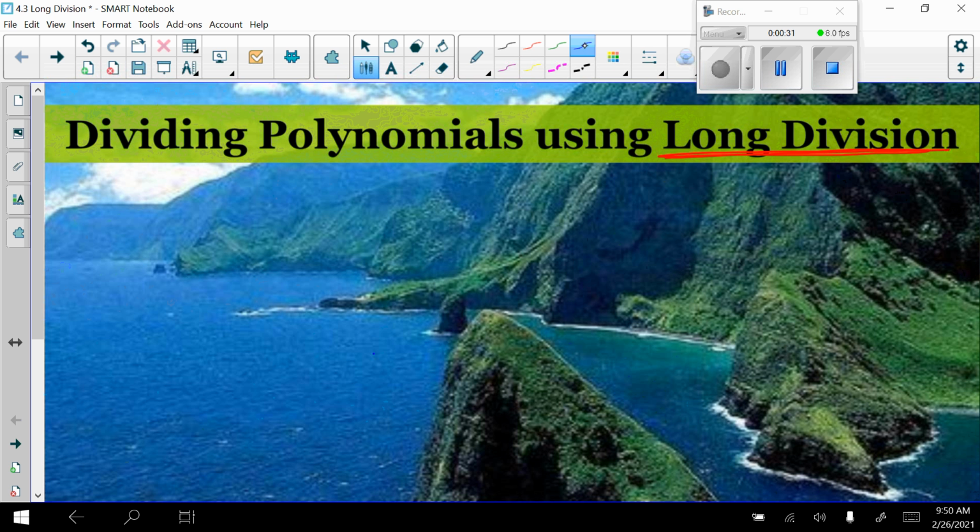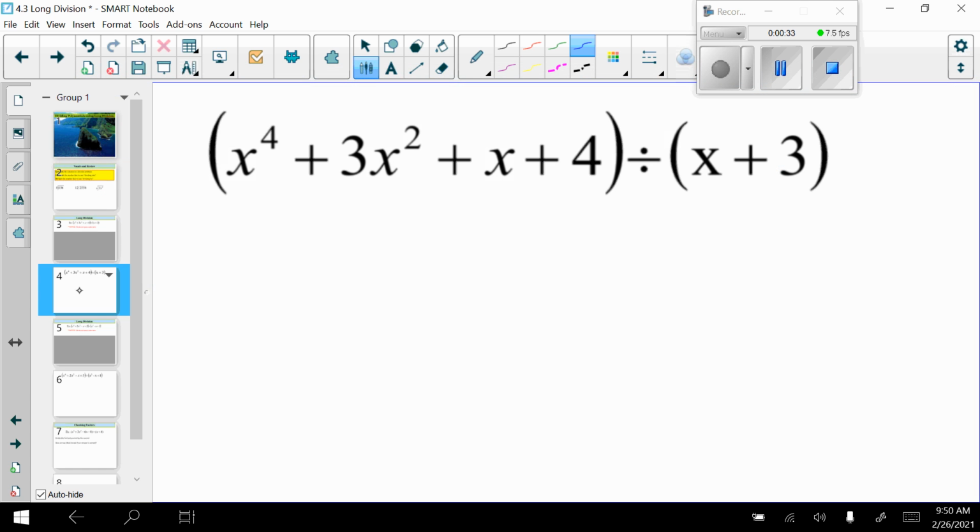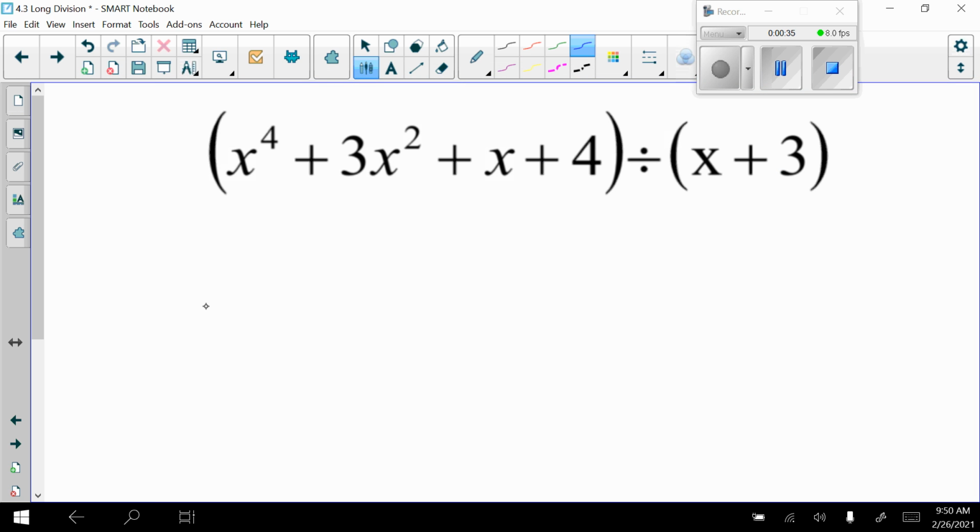Okay, so I'm just going to dive right in with an example. So I have x to the fourth plus 3x squared plus x plus 4 divided by x plus 3. Here's how we're going to work these problems out. It's kind of a long process that might look kind of weird upon first glance, but it's actually just a repeat of the same general thought process over and over and over again. And once we do it a couple times, I promise it won't be that bad.